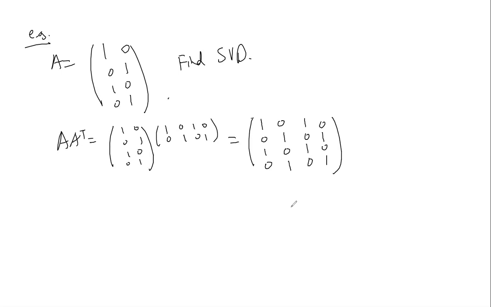Okay, so here's A transpose. And then we want to find eigenvalues of this. Okay, so unfortunately it's a 4x4 matrix. So this is a bad example. I'm going to change this so that it's a little easier.